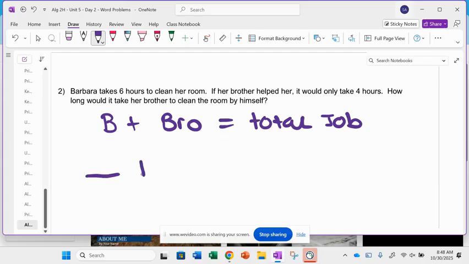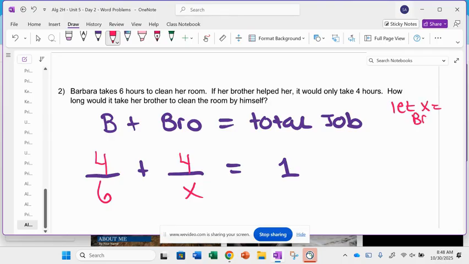So we have a fraction for Barbara, we have a fraction for her brother. The total job is 1. It says Barbara takes 6 hours to clean her room. Do we agree that's her alone time? Where are we putting her alone time, in the numerator or the denominator? Denominator. If her brother helped her, it would only take 4 hours. Where is that 4 hours going? The numerator, that's their time together. Do we also agree for the brother, the numerator is 4? But do we know the brother's time alone? No, that's what we're trying to find. So we're going to let X equal brother time.